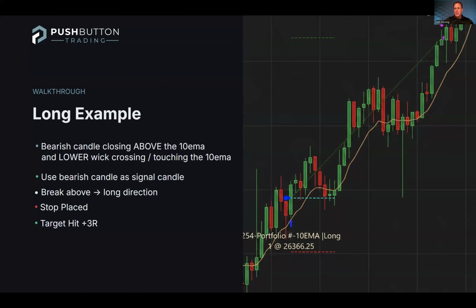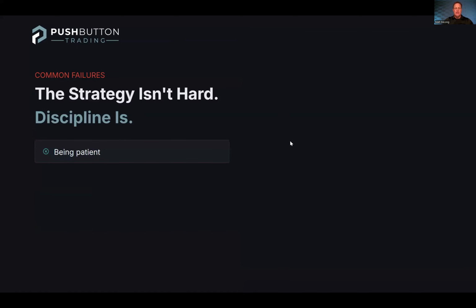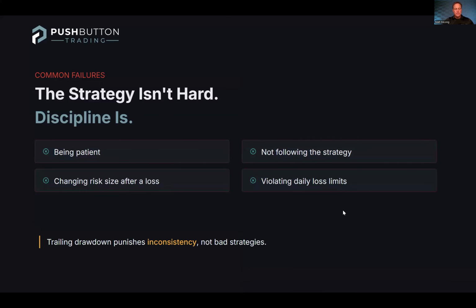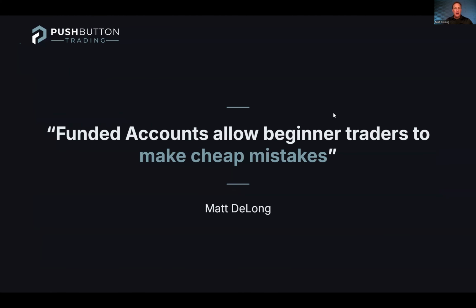So at the end of the day, as you guys can see, the strategy isn't hard. It's being patient. It's being disciplined. That's really the hard part of this strategy or of trading, right? For those of you who are familiar with funded accounts, the trailing drawdown rules punish inconsistency, not bad strategies. What does that mean? We personally like funded accounts because they allow beginner traders to make cheap mistakes.